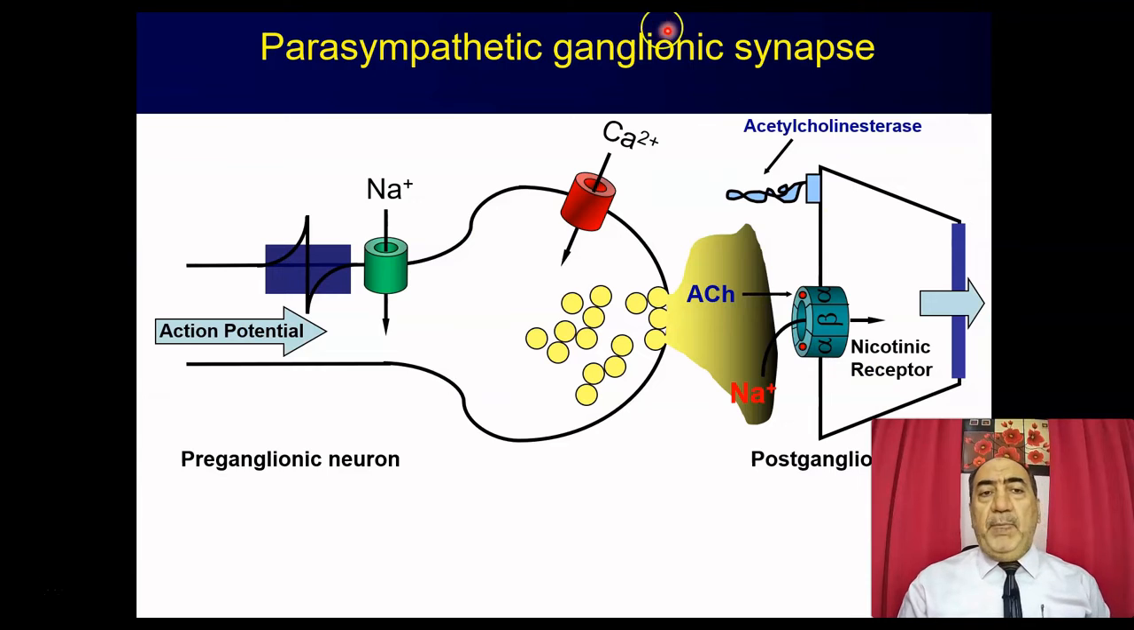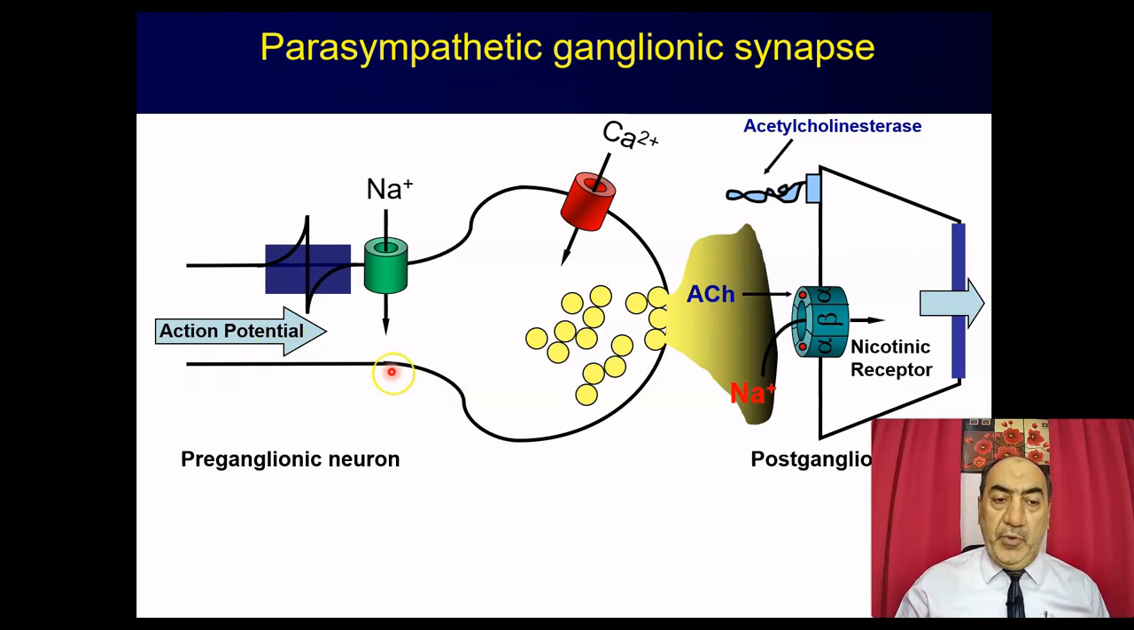Finally, we end up with the parasympathetic ganglionic synapse. Now we'll go into a little more detail about what happens in the ganglionic synapse in the parasympathetic nervous system. First, on the left-hand side, there should be the CNS, brain and spinal cord, with cranial nerves 3, 7, 9, and 10, and sacral segments 2, 3, 4. This is the preganglionic neuron. Is it long or short? Long, yes.